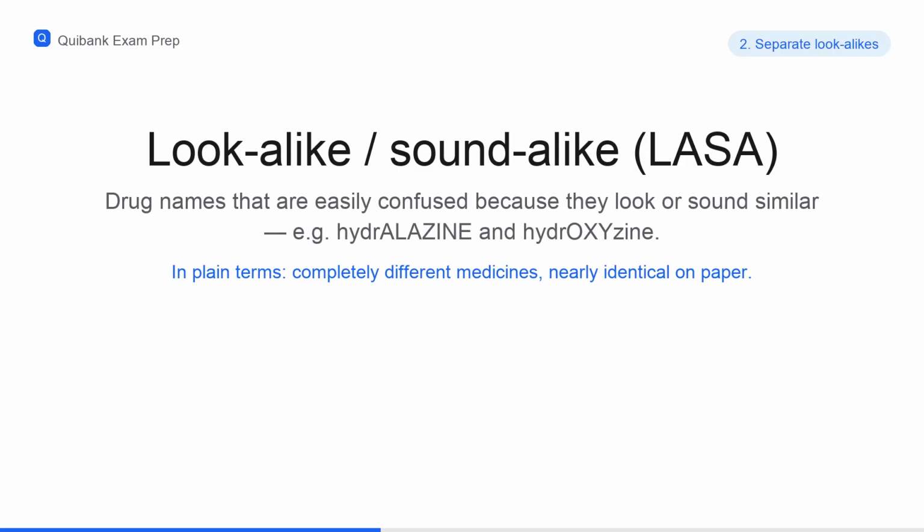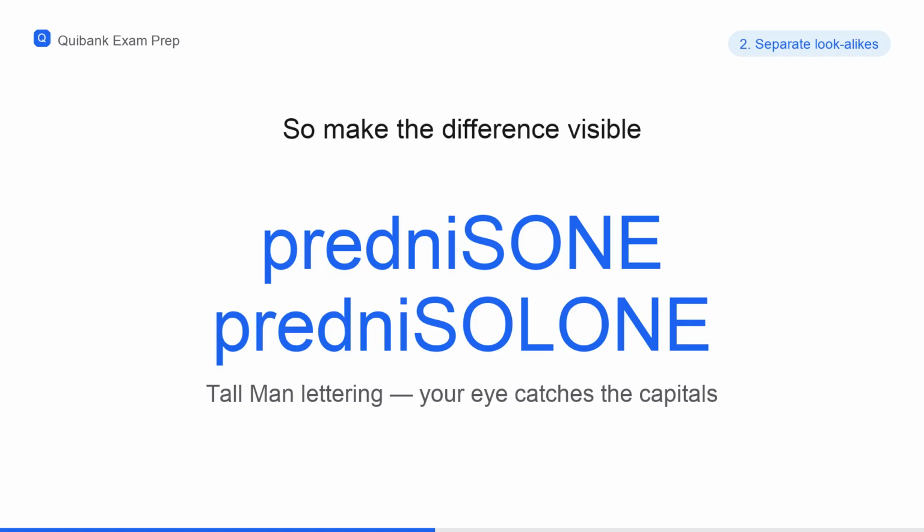Now the second technique, separating what looks alike. Drug names like prednisone and prednisolone are called look-alike sound-alike drugs, completely different medicines, nearly identical on paper. So the fix is to make the difference visible. That is tall man lettering, where you capitalize the part that differs. Prednisone and prednisolone becomes predniSONE and predniSOLONE. Your eye catches the capitals even when you are moving fast.